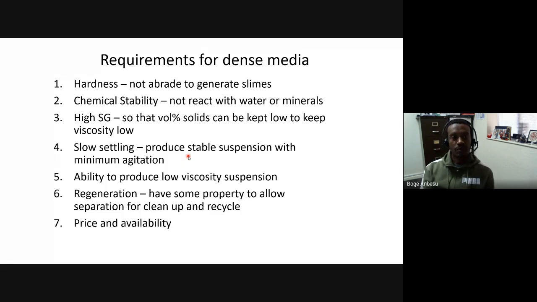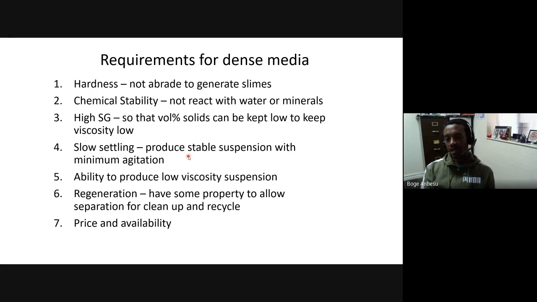So at least some of the requirements for this are that, for example, the particles should be very hard. If you put the particles to make up the media and they disintegrate and they break and they turn into very fine particles themselves, you're going to create very thick viscous pulp. So that's going to complicate your separation. So here, the particles we use to make up the media itself should be hard enough to withstand what goes on in the separator. They should be stable. For example, they shouldn't react with water and so on.